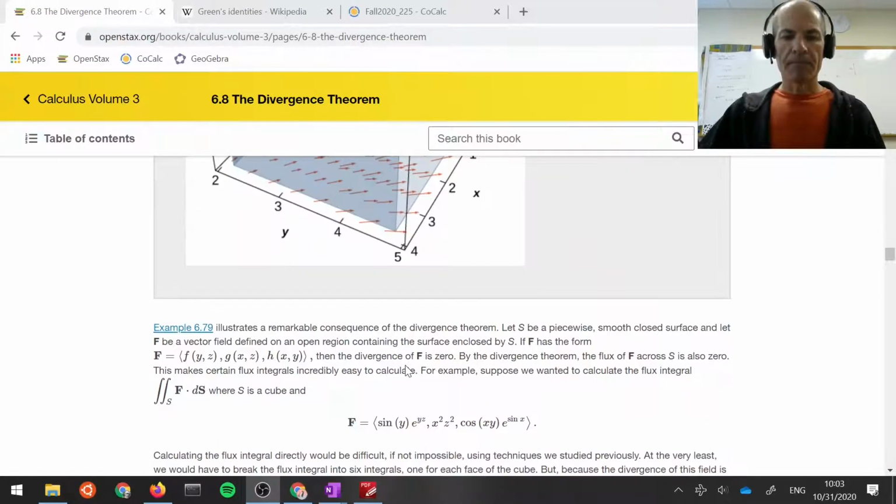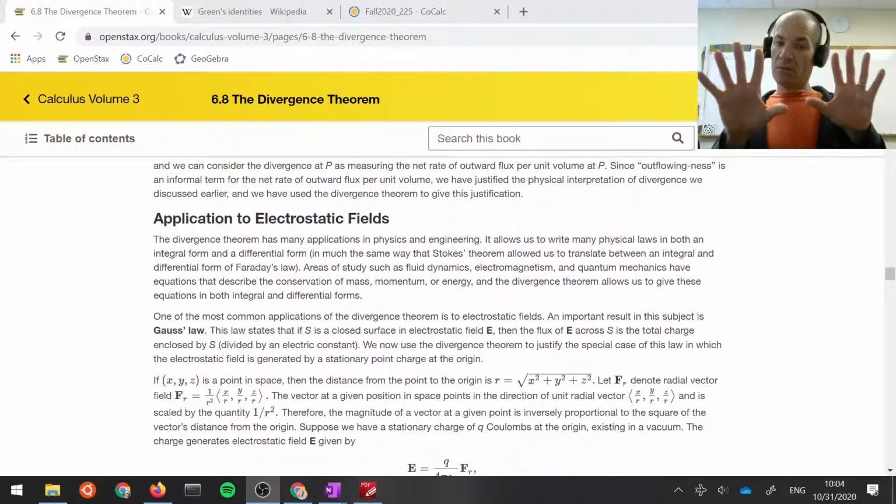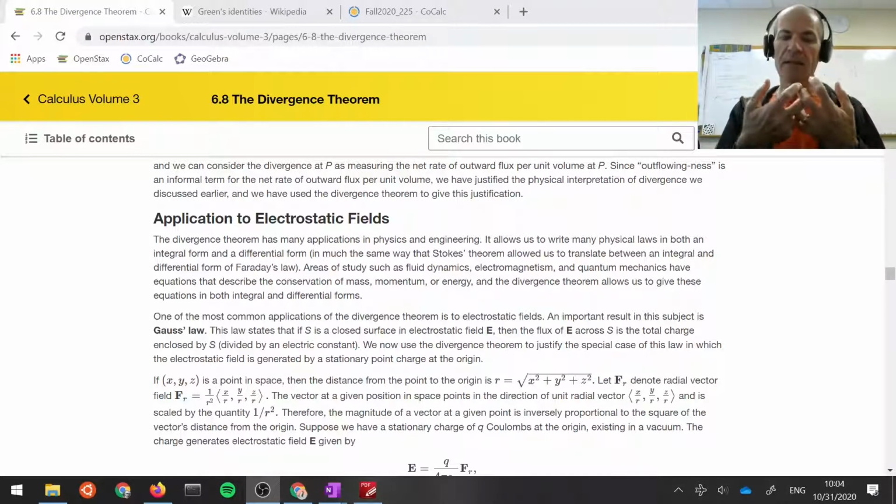All right, the main application of the divergence theorem is in electrostatic fields, and it's the idea of Gauss's law. This law states that if S is a closed surface in an electric field, then the flux of the electric field across S is the total charge enclosed by S. This physical law and the divergence theorem are so closely related that the mathematical theorem is often called Gauss's theorem.